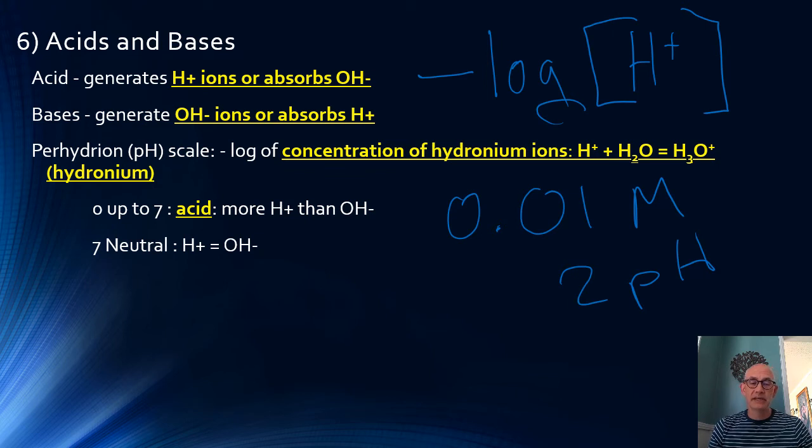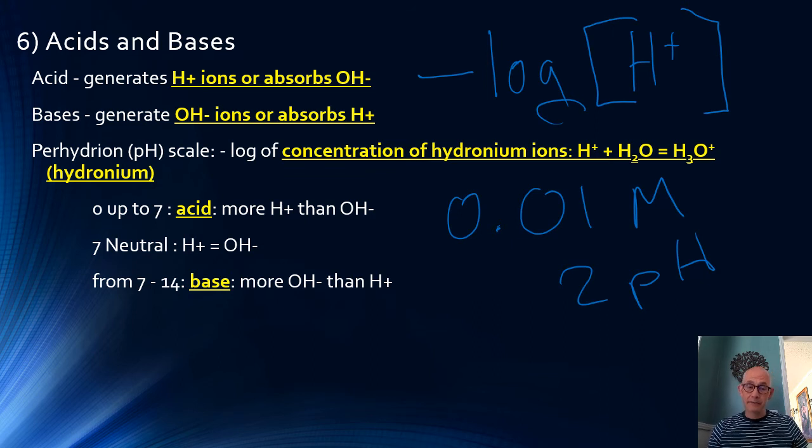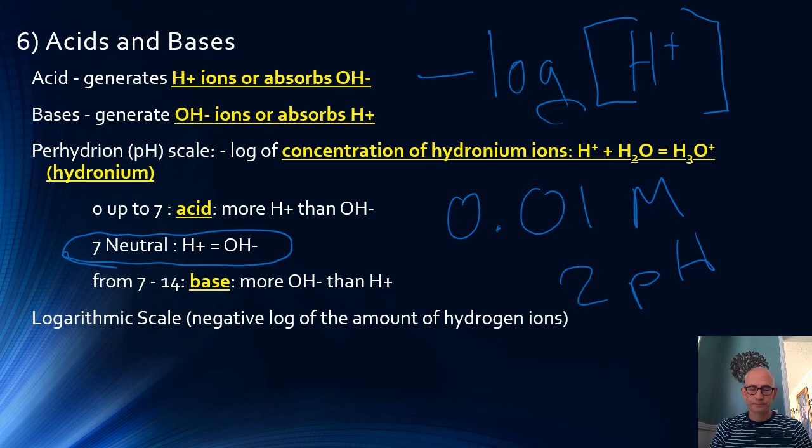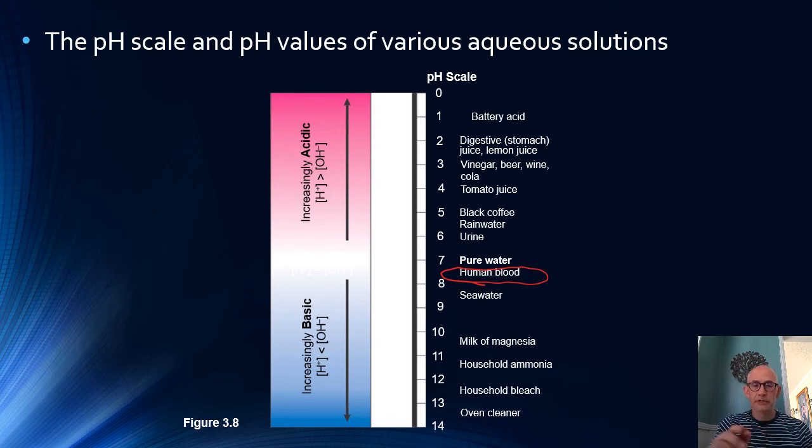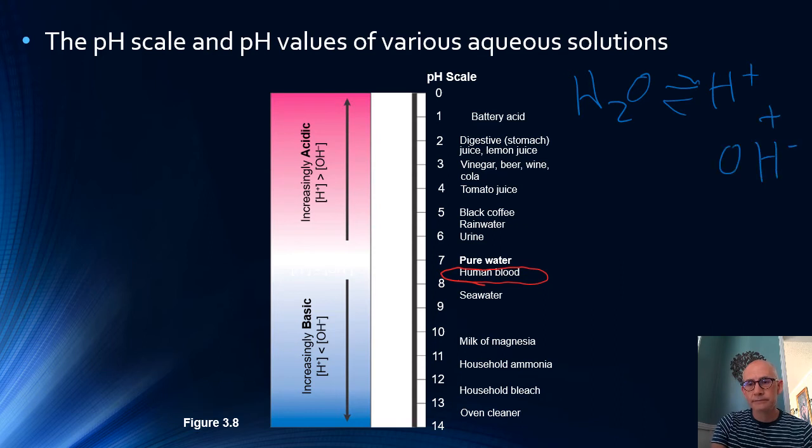Remembering that on our pH scale, 0 to 7 is acid, 7 to 14 is a base. You can have negative pHs. You can have pHs higher than 14, but it's typically between 0 and 14 because of the neutral value being 7. So if you have pure water, you are going to have a natural dissociation of water into hydrogen and hydroxide, like that. And that's our equilibrium sign, drawn very messily.